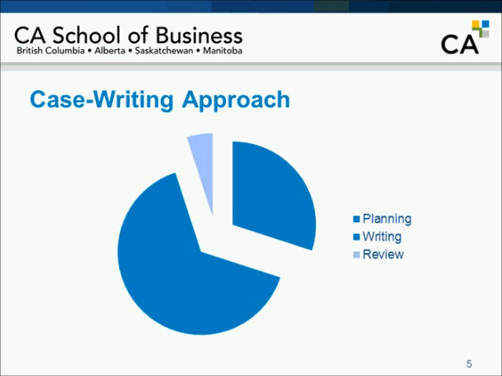The basic approach to case writing for comprehensive cases or multi-subject questions involves three types of activities. Planning comes first. This should take between 25 and 30% of the available time, depending on the complexity of the question, and involves a number of steps.